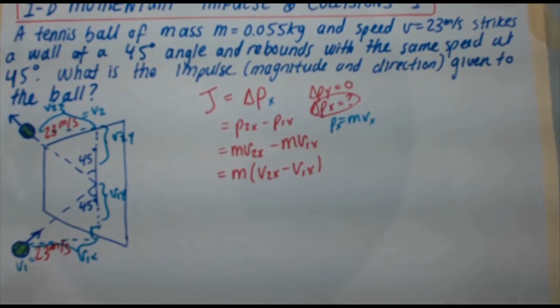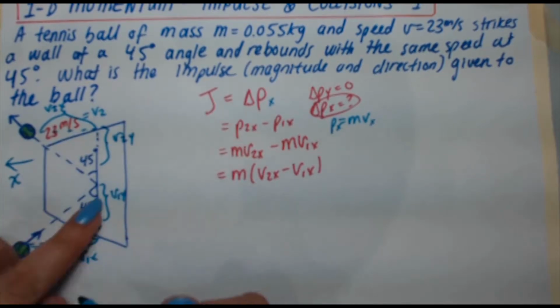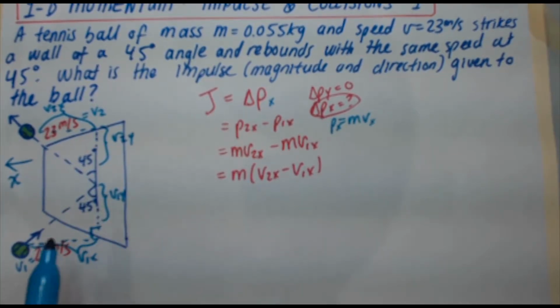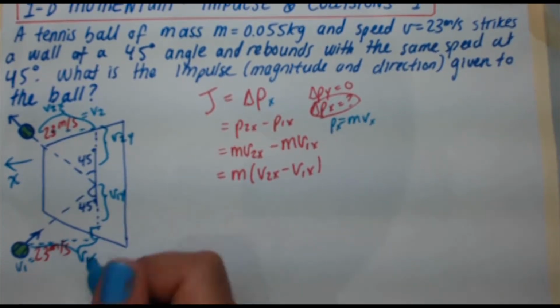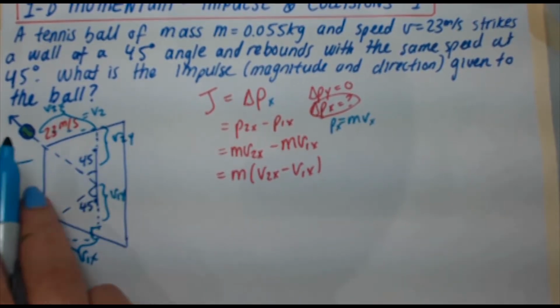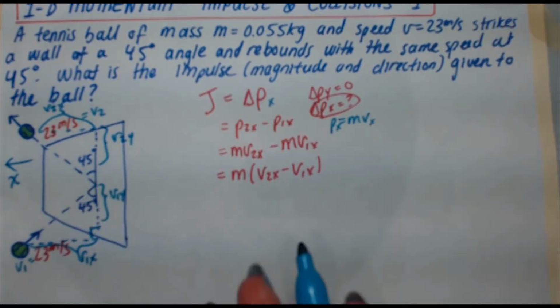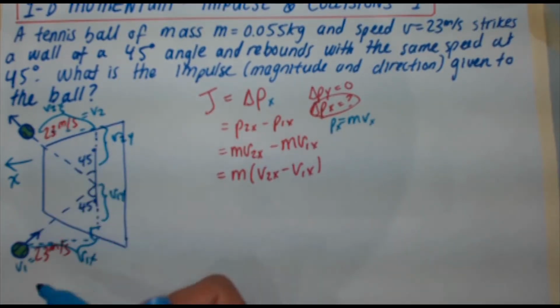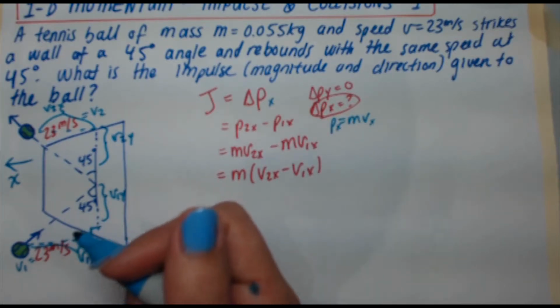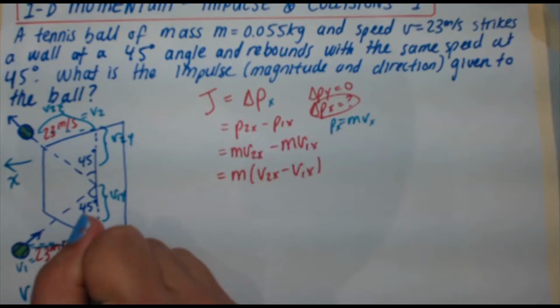Okay, so notice something here. If we let this direction be the positive x, the direction the ball ends up going in, therefore, v1x is in the negative direction. v2x is in the positive x direction. But at the same time, you can see that v1x and v2x, they're the same magnitude because the speeds are the same, but they have opposite signs. So we can actually state that v1x equals negative v2x.